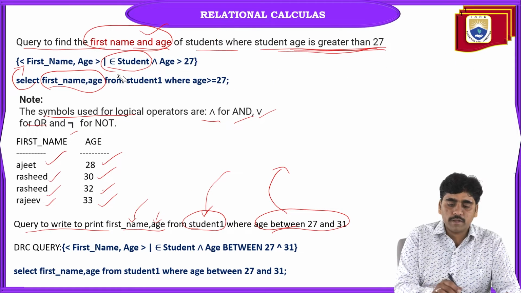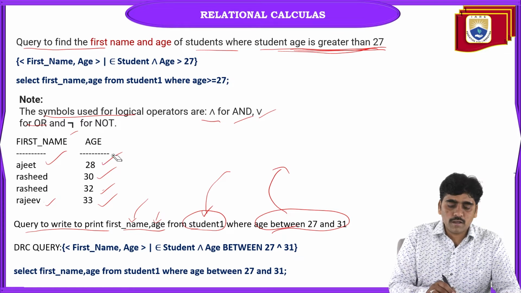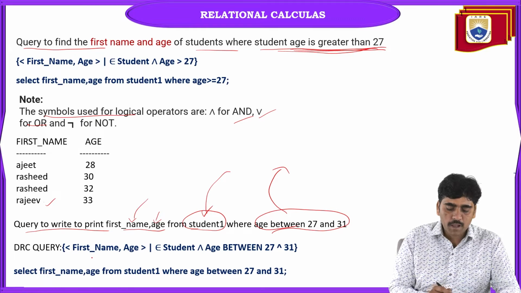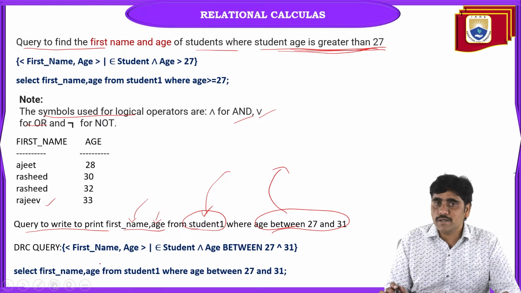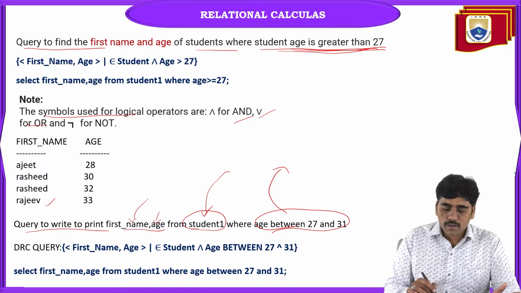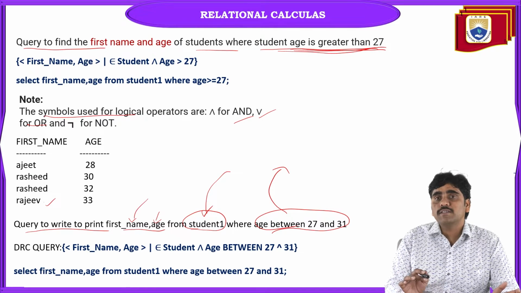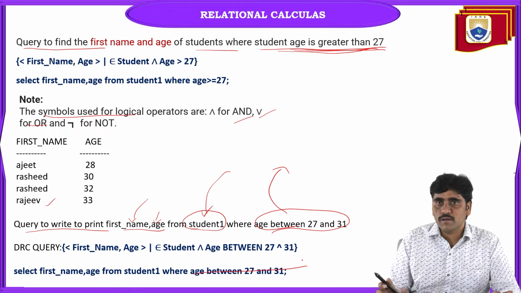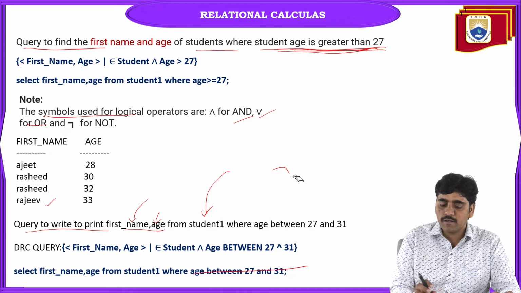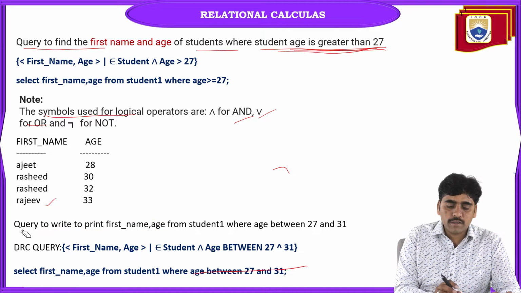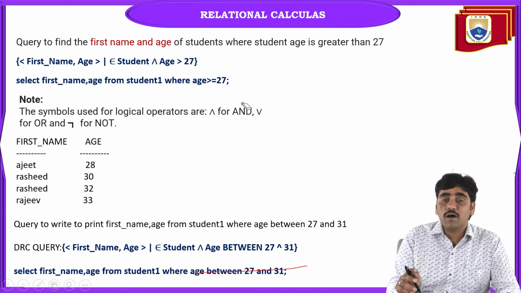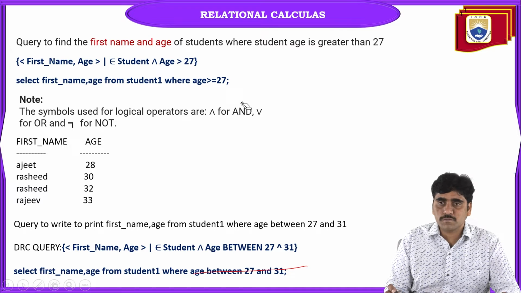Now check it once. How can we write the query? Generally we can write it in the procedural form: select first name comma age from Student as the table name where age between 27 and 31. This is the way you write the normal procedural query. But we have to write it as a relational calculus query, so we have to understand the domains and then the operators for the condition on which you want to display.